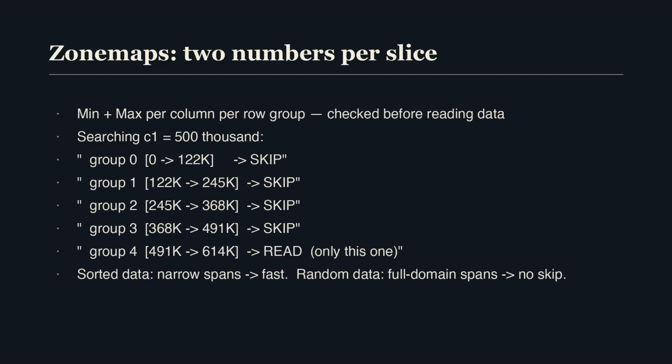Now for the 668 millisecond query, column C2 is random. Every row group for C2 has a min near 0 and a max near 100 million. 500,000 is inside every single range. Nothing can be skipped. 0 row groups skipped. All 814 read. That's the entire 50x gap, explained in two numbers per row group.